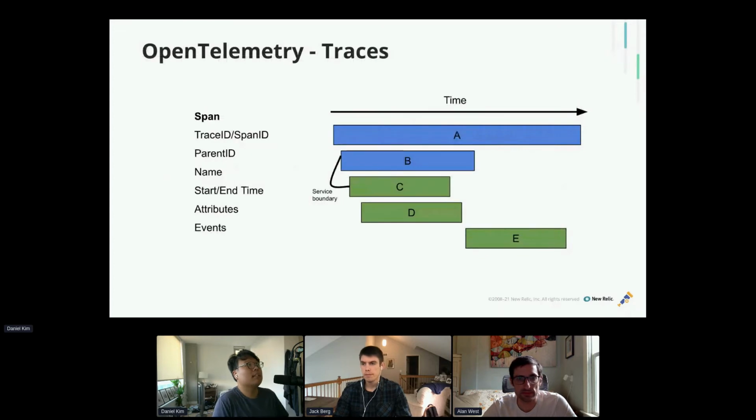So here are some of the data that OpenTelemetry collects and sends to your various backends. The first type of data is called traces.